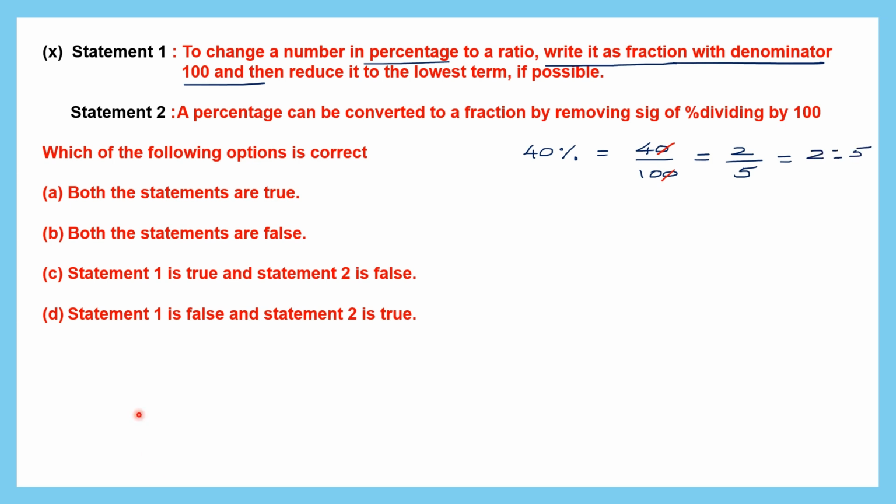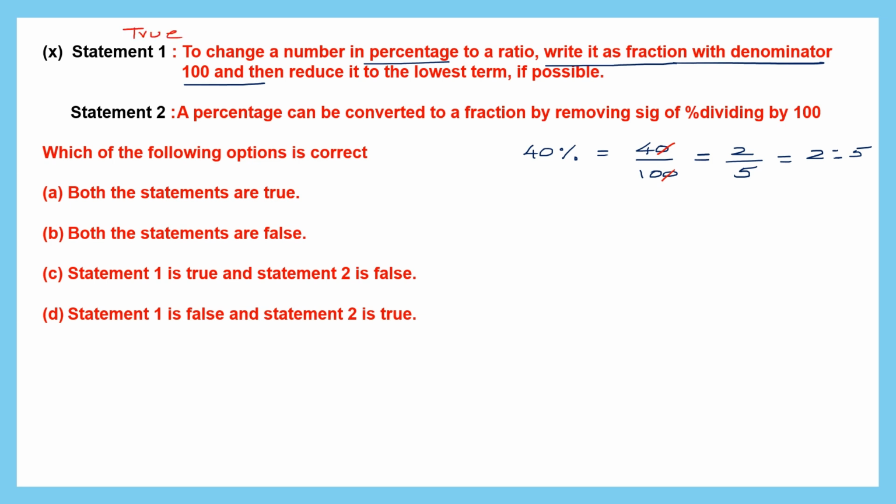So this is what the statement says. It says to change a number in percentage to a ratio, that is this number which is in percentage form. If I have to change it into ratio, I should write it as a fraction with denominator 100. I've done that and then reduce it to the lowest term and then write it as a ratio. That means statement 1 is true. So we can write that. Let's write it here. Statement 1 is true.